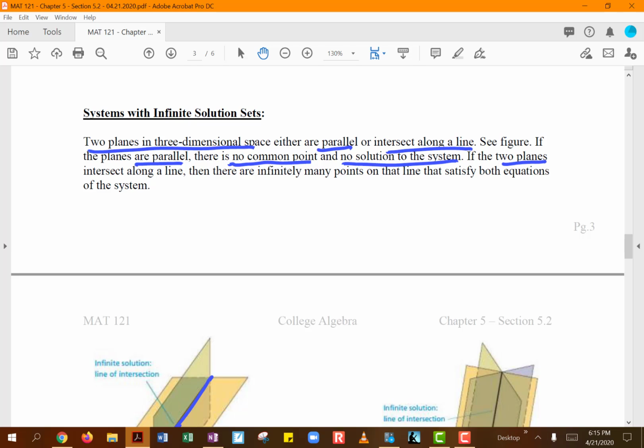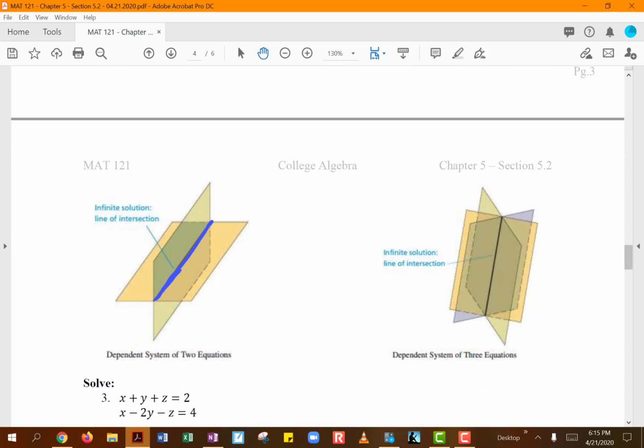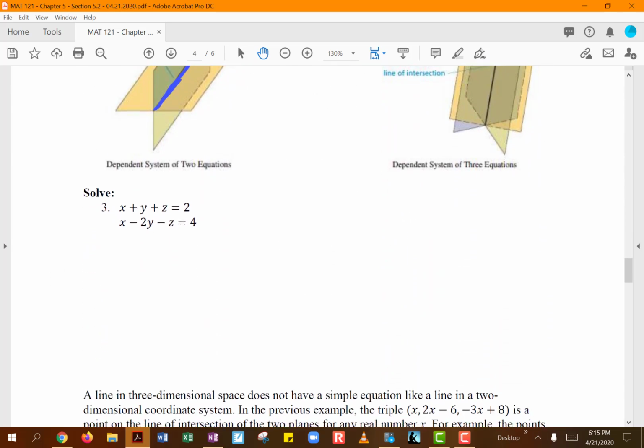And if the two planes intersect along a line, then like I said, we will have infinitely many points, and that gives us infinitely many solutions for that system of equations. So that's what we're looking at here in example 3. We are given x plus y plus z equals 2 and x minus 2y minus z equals 4.